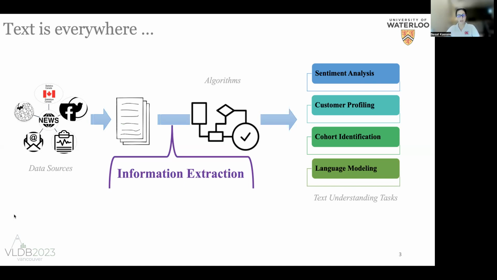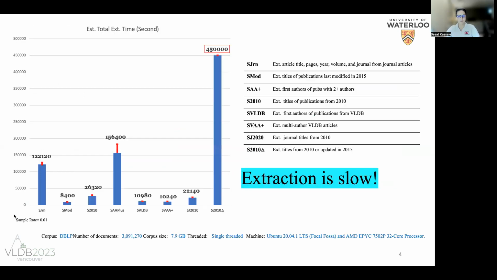In this paper, our focus is on information extraction techniques which create a relational representation of text. Extraction is a slow process. This graph reports the execution time for extracting some ordinary elements from the DBLP dataset. The extraction time ranges from 8,400 seconds to more than 450,000 seconds.